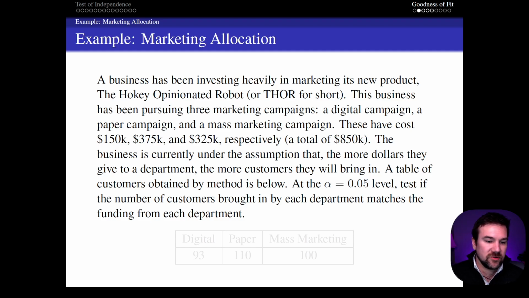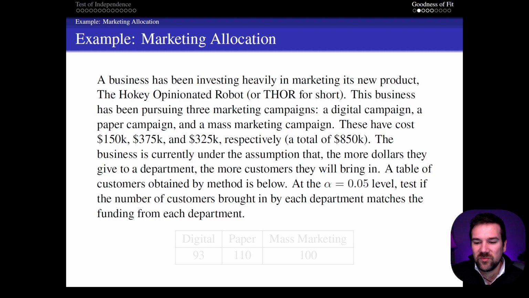A table of customers is obtained by simply counting how many customers are in each category. Customers obtained by method. So how many customers did I obtain by the method of a digital campaign, by method of a paper campaign? That's what I was saying there.